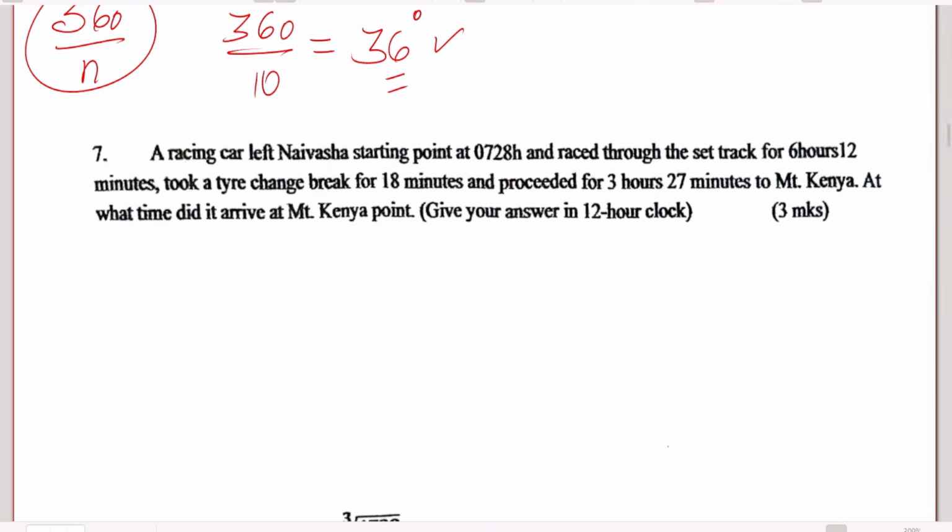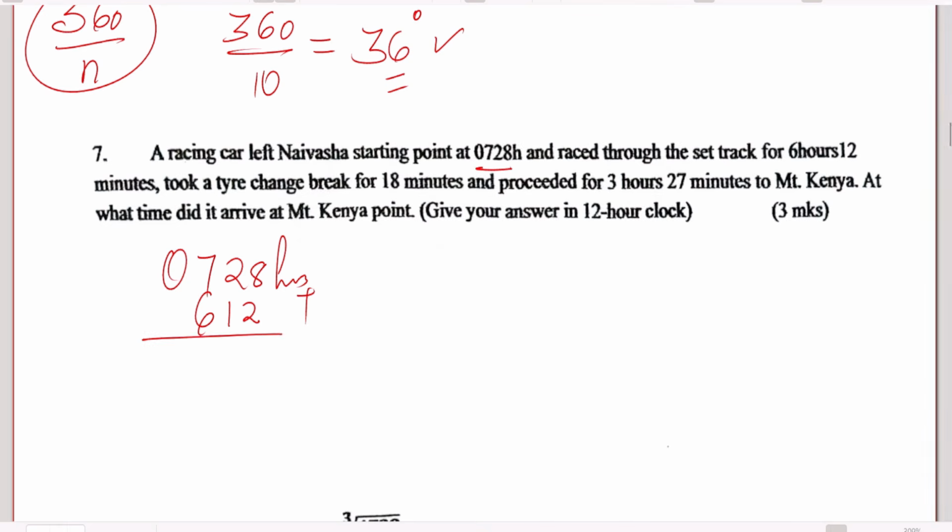So the journey started at 07:28. So 07:28 hours. This is the same as 7:28 a.m. Then it raced through the set track for 6 hours 12 minutes. So we add 6 hours 12 minutes.